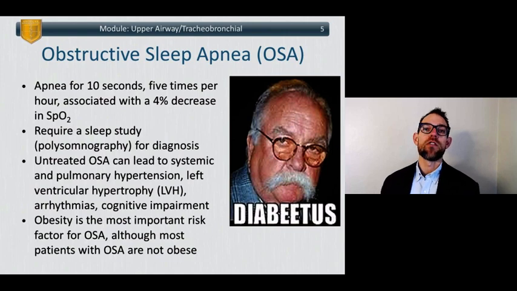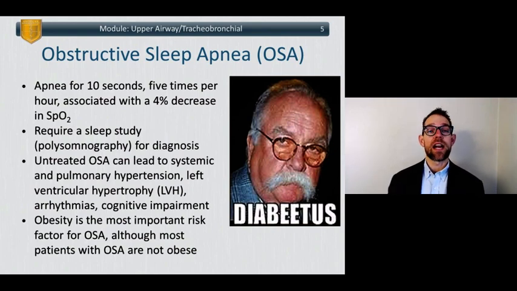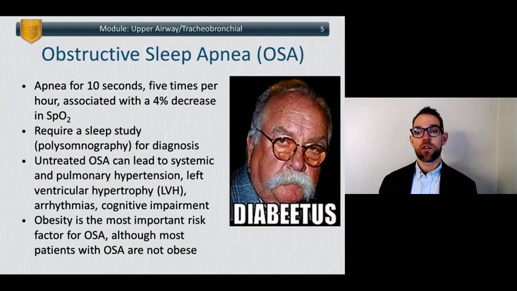Obviously, as we know, untreated obstructive sleep apnea can lead to many deleterious things. Obviously, there's systemic and, of course, pulmonary hypertension from retention of CO2, left ventricular hypertrophy from the systemic hypertension, various arrhythmias from right atrial enlargement, and of course, just due to the lack of sleep, these patients are at exquisitely high risk for sudden sleepiness and cognitive impairment.